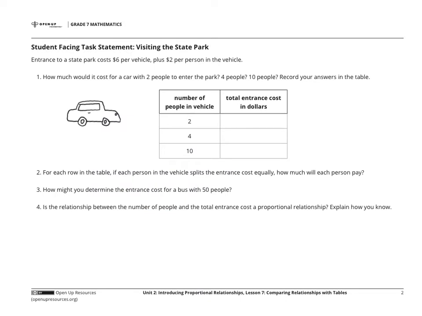Now, on the next page, this is our big takeaway here, and this is the one I want to walk through with you. It says entrance to a state park costs $6 per vehicle. So every time there's a car, that costs $6. Plus they're going to charge $2 per person that's in the vehicle. So if we have 2 people in the car, that would cost us $6 for the car plus $2 for each of those 2 people, which would be $4 plus 6 would be $10.